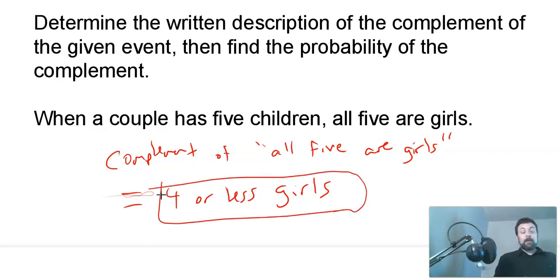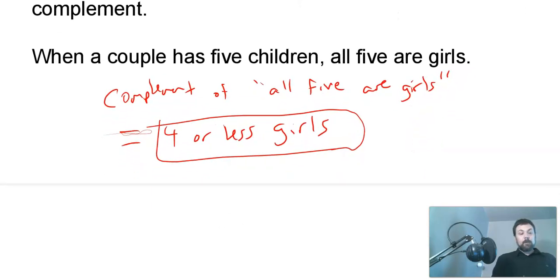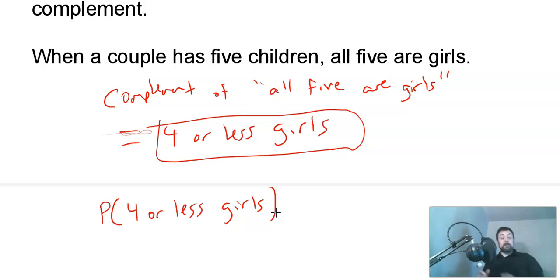Now let's calculate the probability of that occurring, right? So we want to find the probability that we have 4 or less girls out of 5 children. Now that's a lot of things to consider, right? You have to consider the probability of having 4 girls out of 5 children. You have to consider the probability of having 3, 2, 1, right?